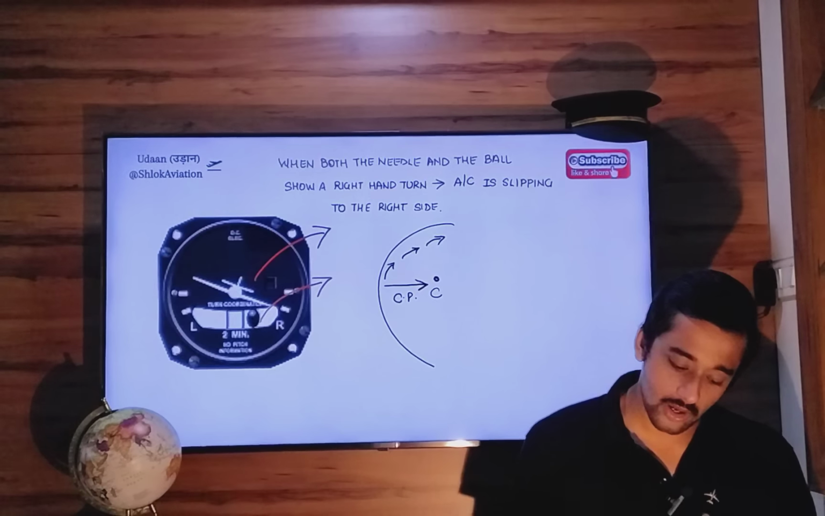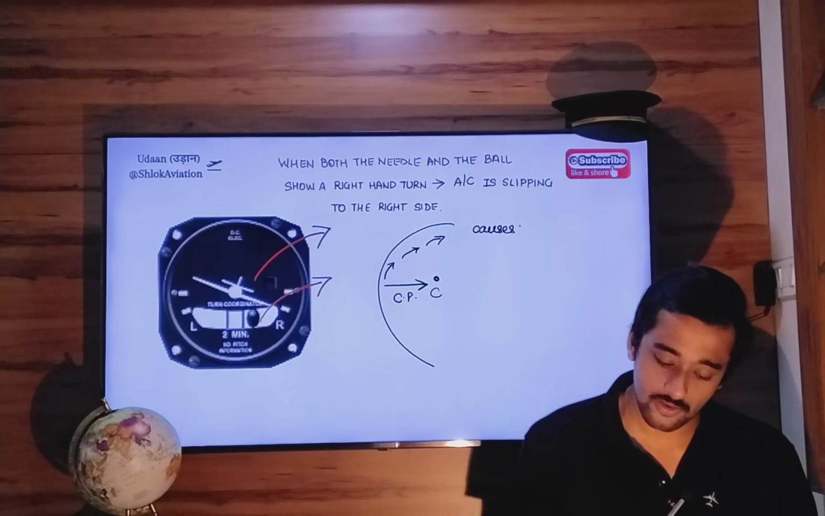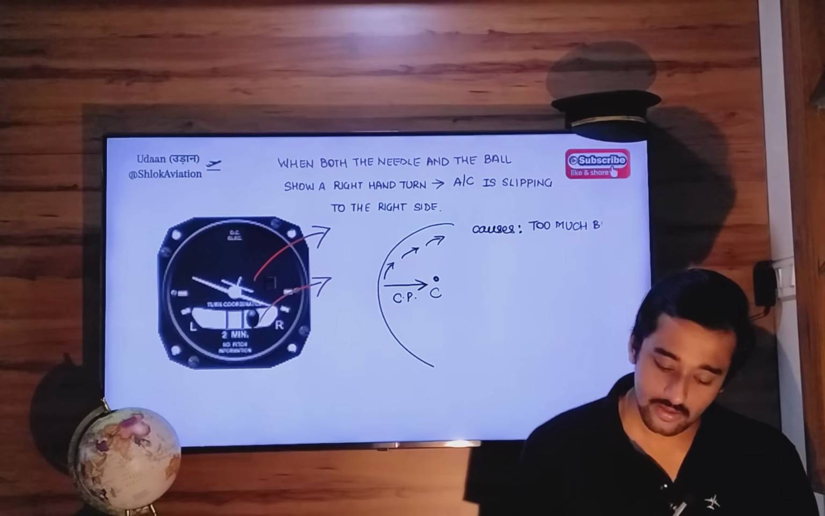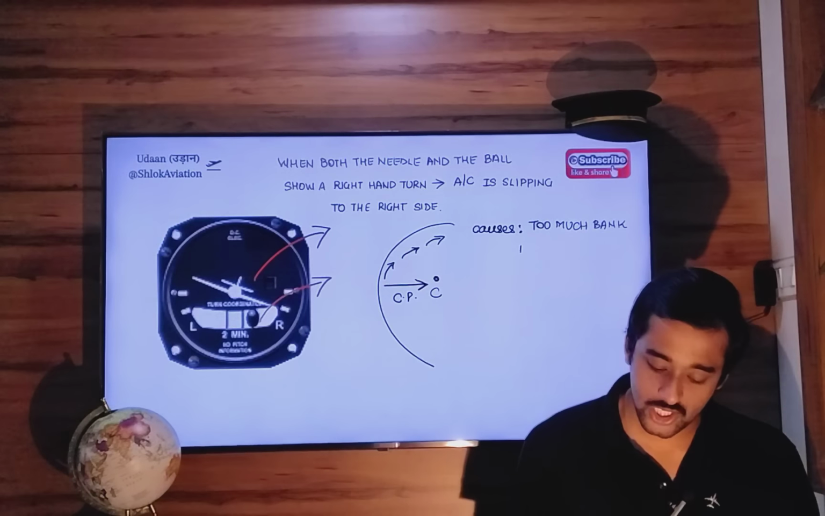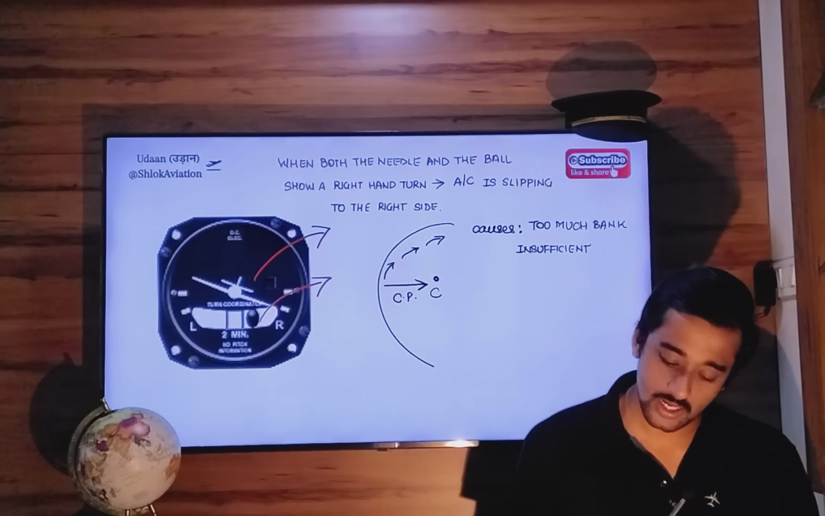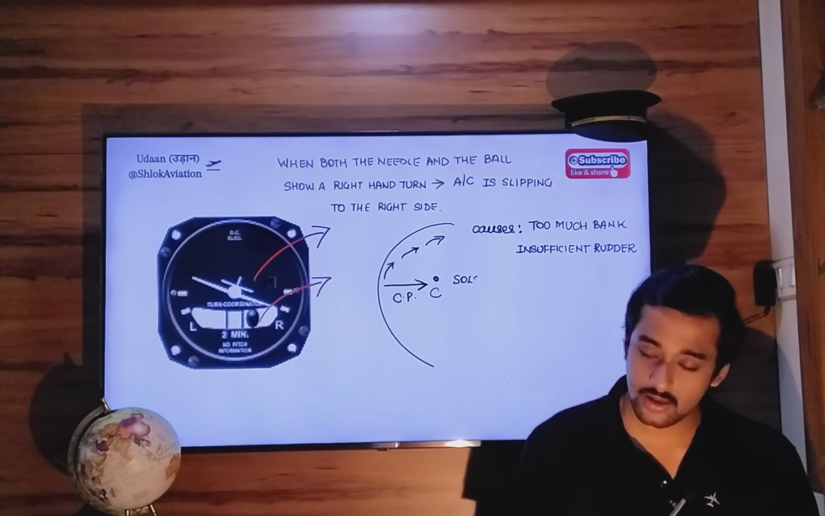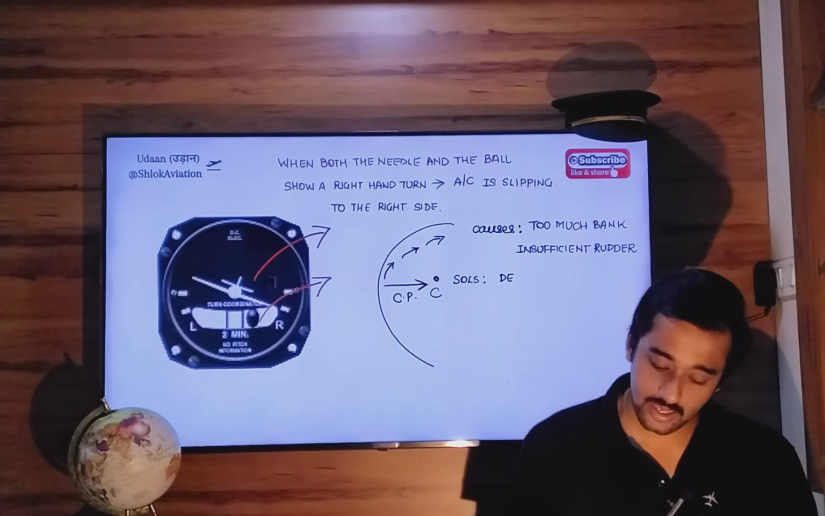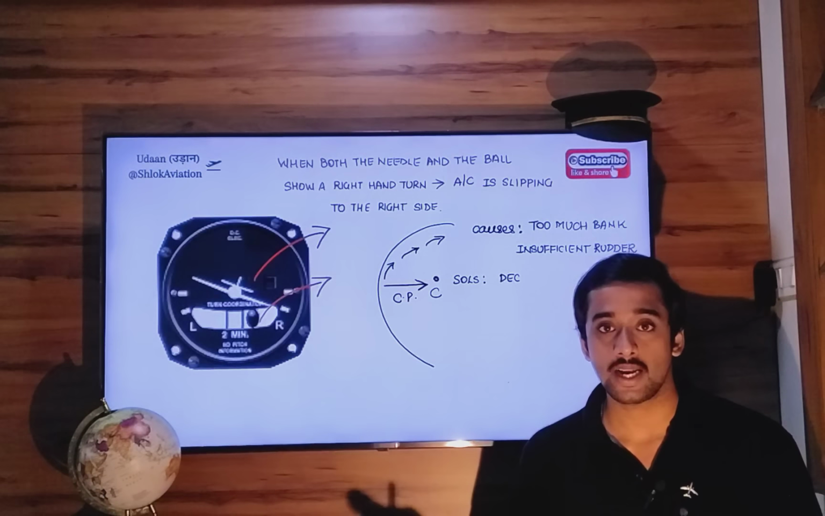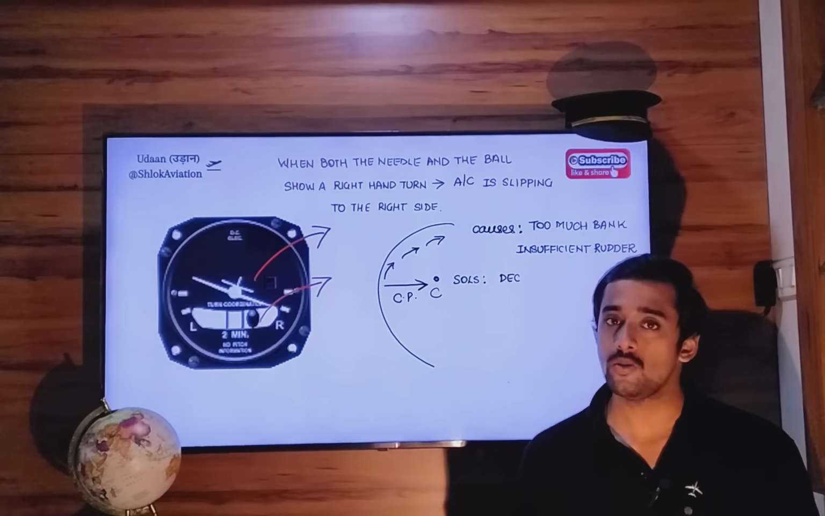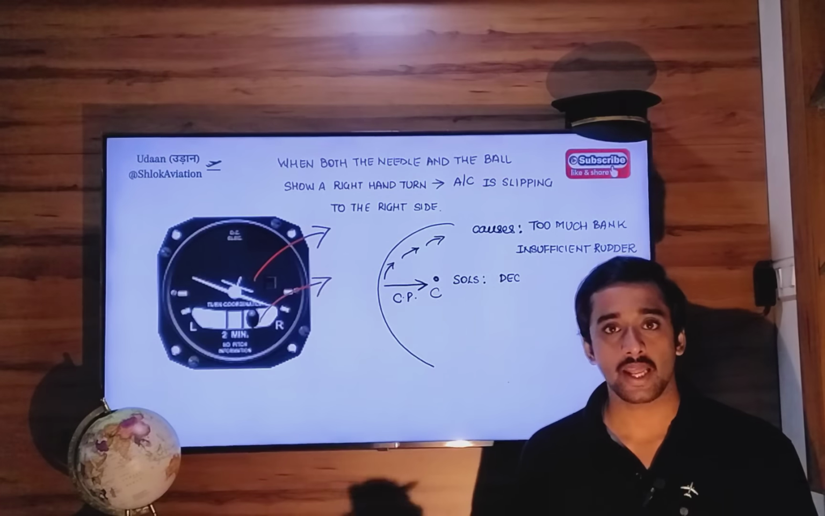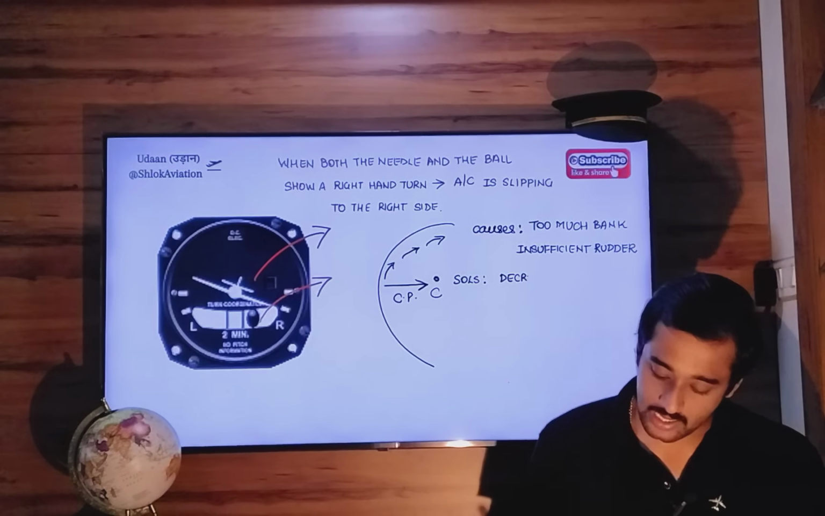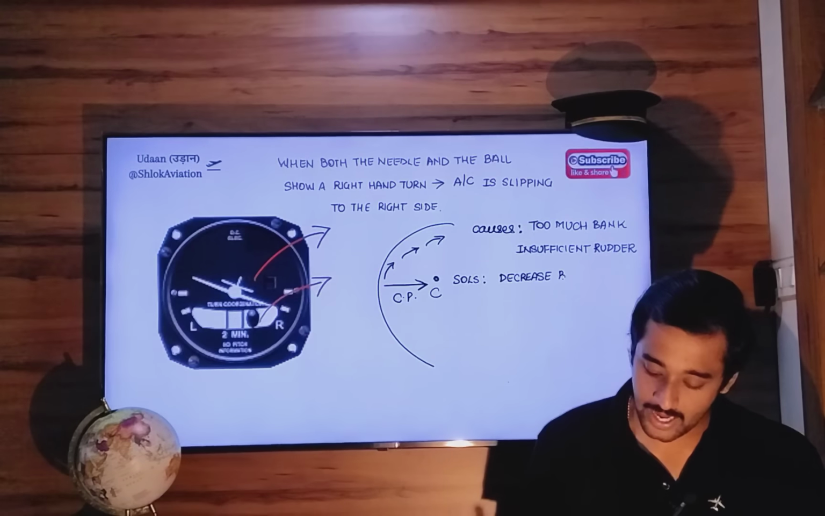So this happens because, what are the causes? Causes are first too much bank, and insufficient rudder pressure. So what are the solutions? Solutions are to decrease your angle of bank. If you have banked your aircraft to 25 degree, 30 degree, let's say, you will decrease that angle to a new bank angle of 20 degree, 15 degree, whatever. So try decreasing your bank angle.